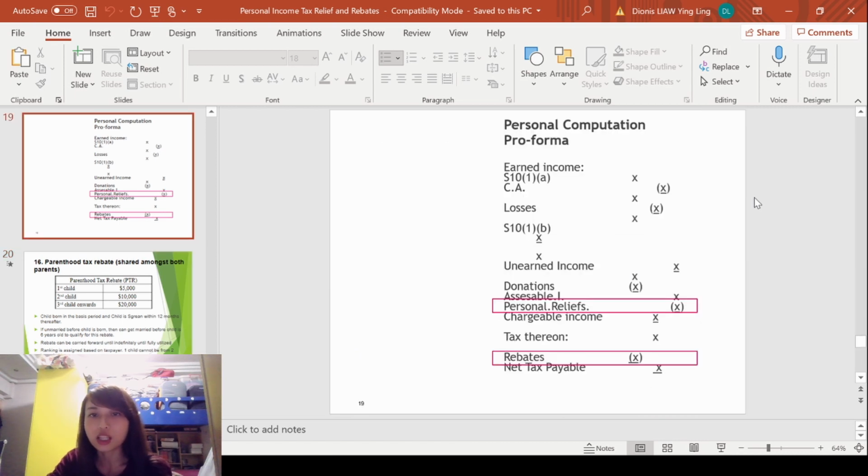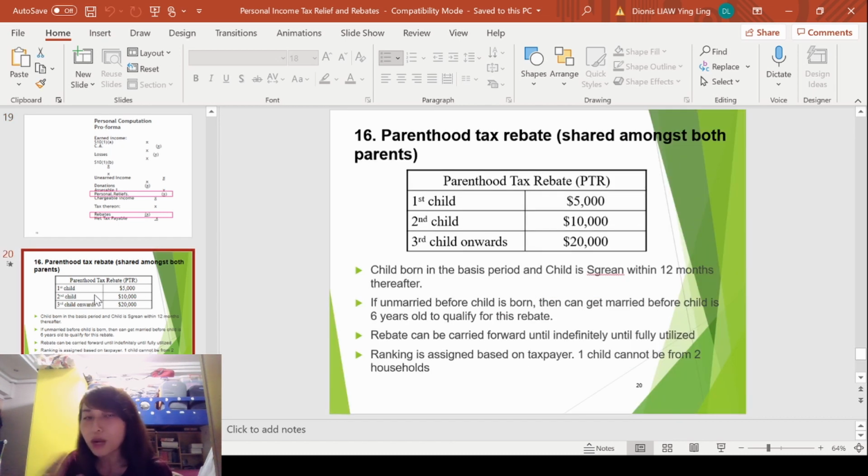As I mentioned just now, a rebate is much better than the reliefs. Reliefs are based on income, on how much they deduct. After you have the chargeable income, you are taxed at a percentage, like 22% or something. After that percentage, you then have the rebate. So the rebate is based on the tax payable instead of the income that you earn. This amount is much bigger compared to the reliefs that you enjoy, so it's always good to have a kid, I think. This tax rebate can always be carried forward until it's fully utilized.